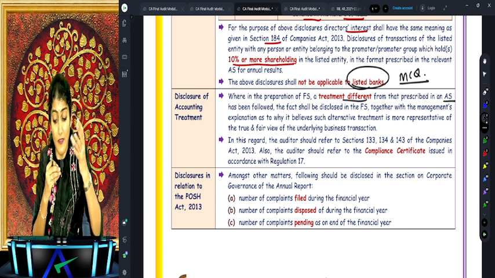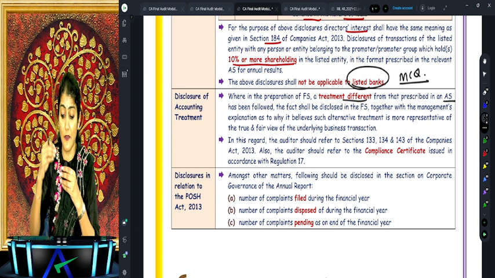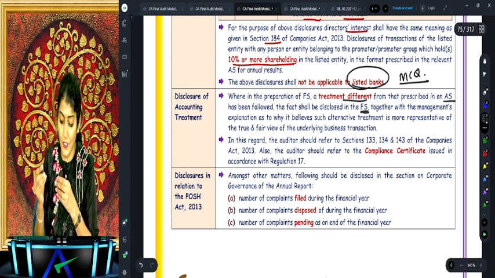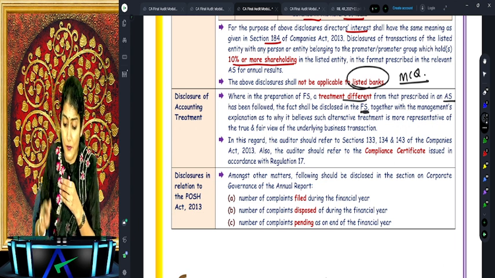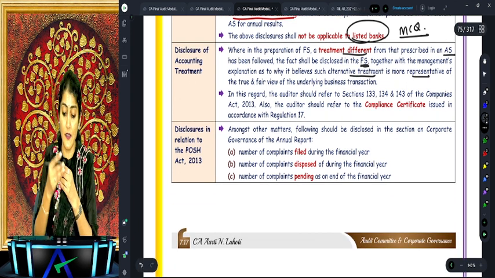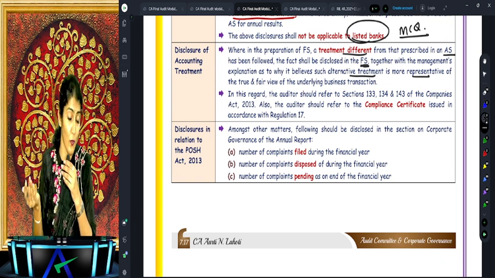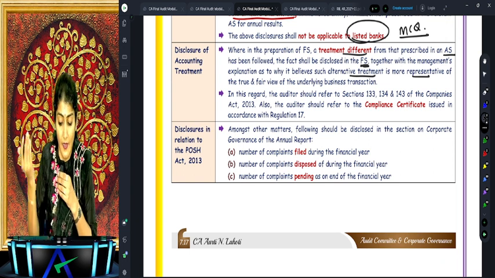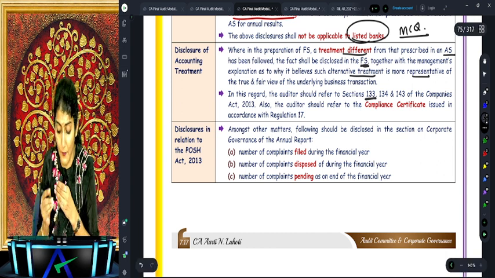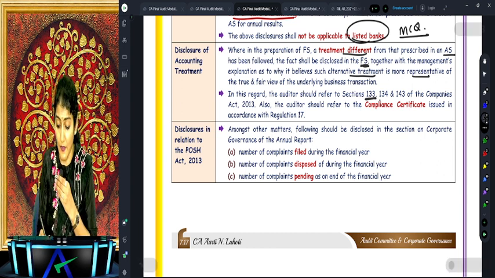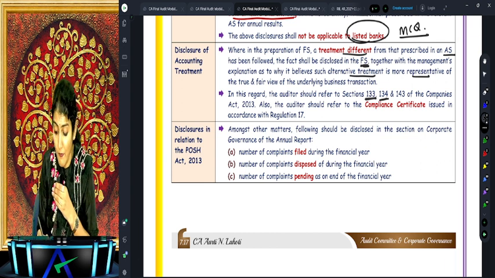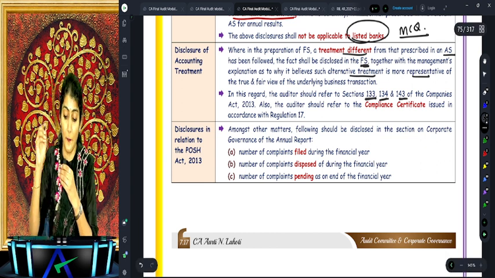In case it is a treatment different from that which has been prescribed by the AS, the fact shall be disclosed in the financial statements together with the management's explanation as to why such alternative treatment is more representative of the true and fair view. So why you are not complying with the AS. And in this regard, the auditor shall refer to 133. What is 133? Accounting standards. 134, board's report and director's responsibility statement. 143, rights and duties of the company auditor.